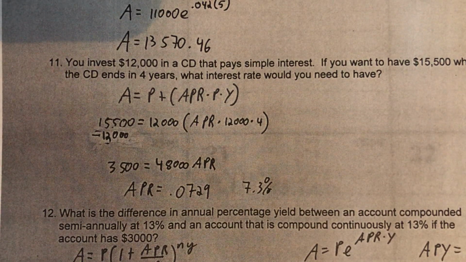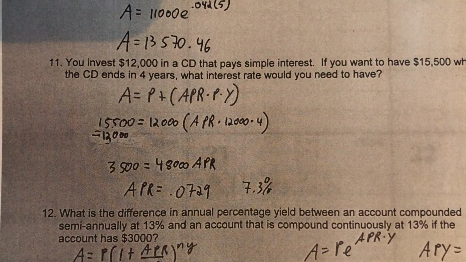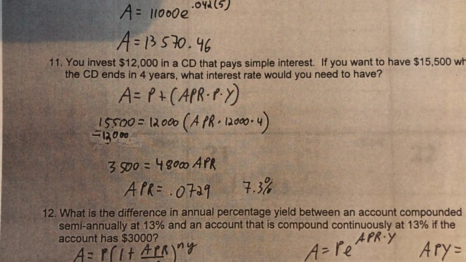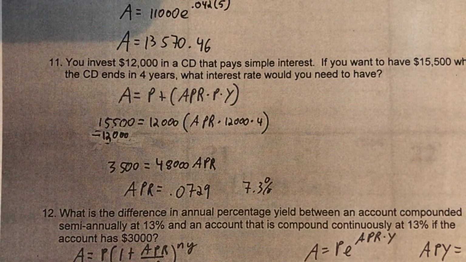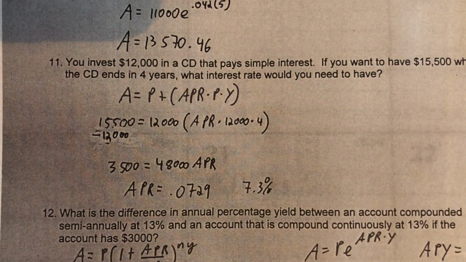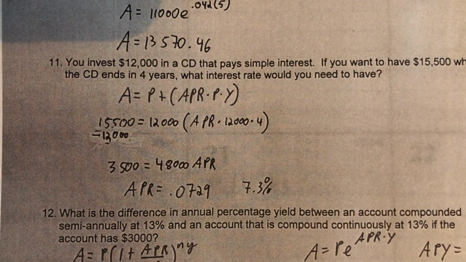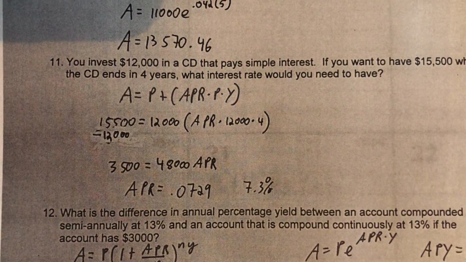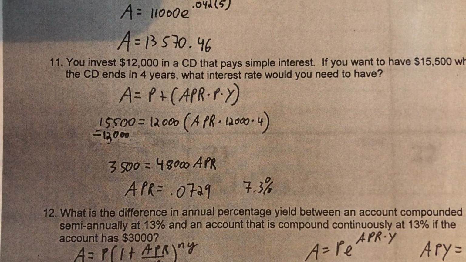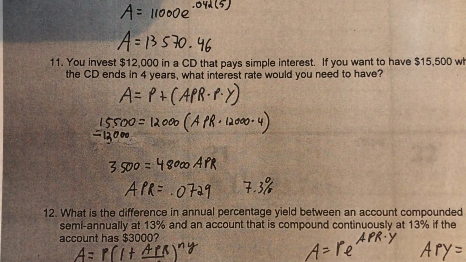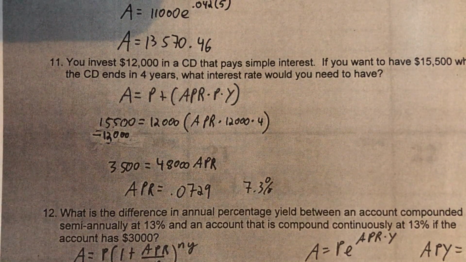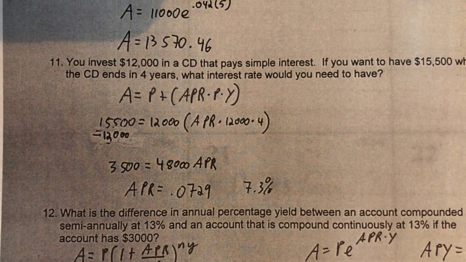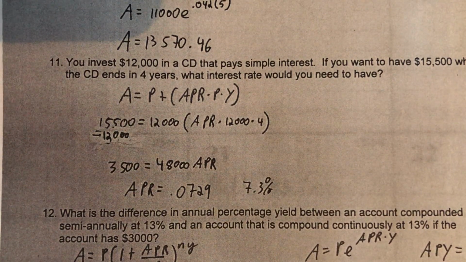All right, so we would have 15,500 equals 12,000. Oops, left off a plus sign there. Plus parentheses the interest rate times 12,000 times 4. We would then subtract. So 15,500 minus 12,000 would give us 3,500 equals 48,000 times the APR, and 3,500 divided by 48,000 is 0.0729 or 7.3% interest. So we would need at least 7.3% interest for 12,000 simple interest to become 15,500 over the 4 years.